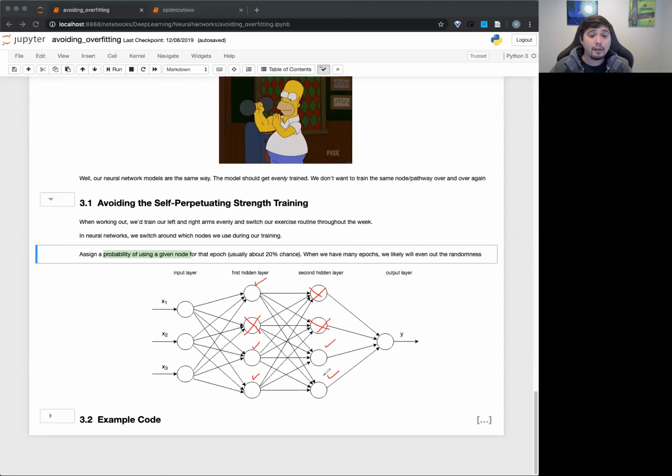We do this every epoch. So we check all of that through, and then we say, okay, go ahead and train it. Now we feed the data forward and we do backpropagation. The backward propagation is only going to affect the weights that were used for that neural network.